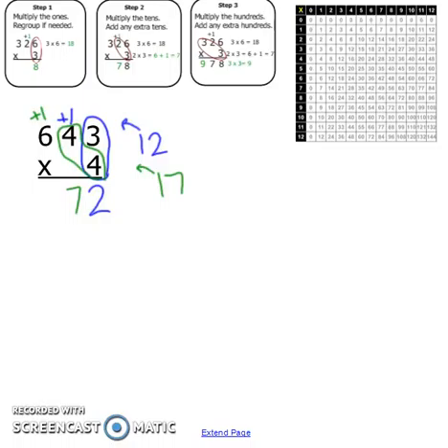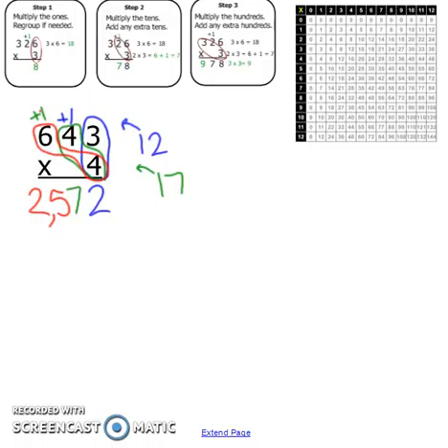Then I'm going to go on to step 3, and I'm going to multiply the same 4 times the 6 here in the hundreds place. 4 times 6 is 24, plus 1 more that I carried right here is 25. I don't have any place to carry to, so I can put my 25 right here. Add my comma after the thousands place. 643 times 4 is a product of 2,572.